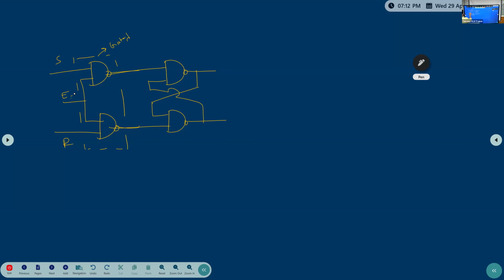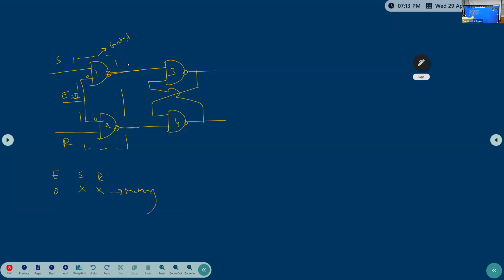If enable equal to 0, S is whatever it is, R is whatever. Means S can be 0, R can be 0; 0, 1; 1, 0; 1, 1. S, R anything, don't care. So the output will be the memory state. How it is the memory state, I will tell you. This is 0. So this is 0. This is also 0. R, no need to be worried about it. Any one of the inputs low to a NAND gate, output will be high. This is gate 1. This is gate 2. 3, 4.